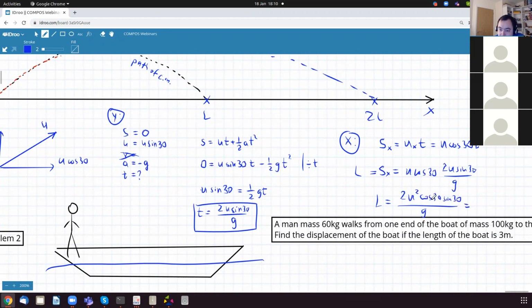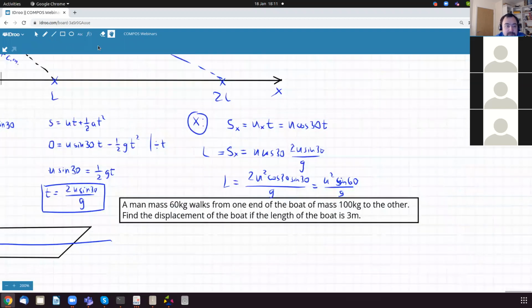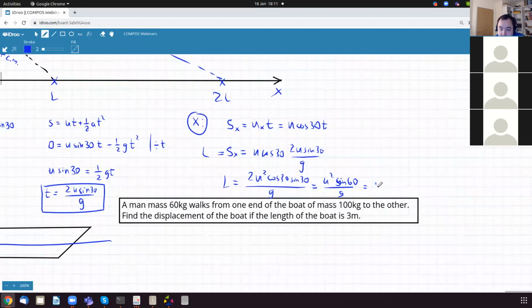And we know that 2 cos 30 sine 30 is sine 60. So it's u squared sine 60 divided by g. That sine 60 is square root of 3 over 2. So square root of 3 u squared over 2g. That is the horizontal displacement.